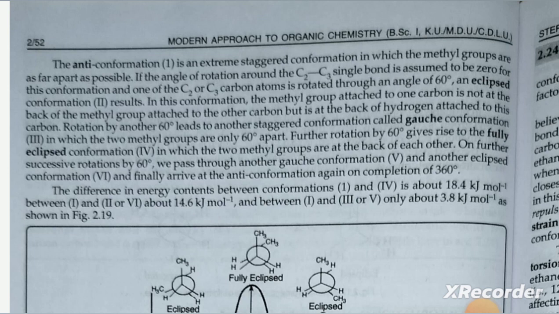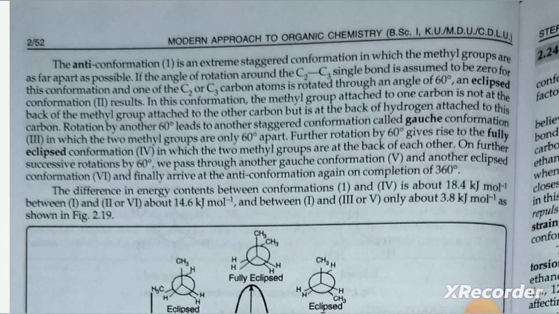Rotation by 60 degrees leads to another staggered conformation called the gauche conformation, third, in which the two methyl groups are only 60 degrees apart. Further rotation by 60 degrees gives rise to the fully eclipsed conformation, fourth, in which the two methyl groups are at the back of each other. On further successive rotation by 60 degrees, we pass through another gauche conformation, fifth, and another eclipsed conformation, sixth, and finally arrive at the anti conformation again on completion of 360 degrees.